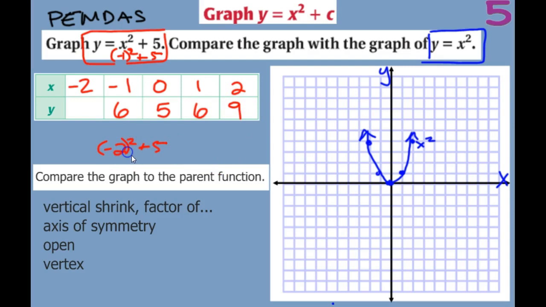And same thing, if I was to plug in a negative 2, it would be negative 2 times negative 2, which is a positive 4. 4 plus 5 is also 9. So let's graph this. At 0, we're up 1, 2, 3, 4, 5. At 1, we're up 6. And at 2, we're up 9. And if you want to reflect it over to the other side, you can. If you want to plot the points, you'll get the same answer.